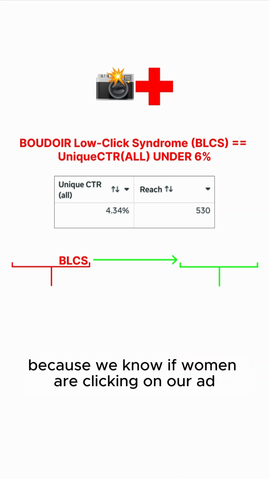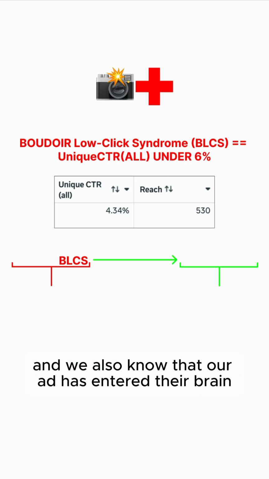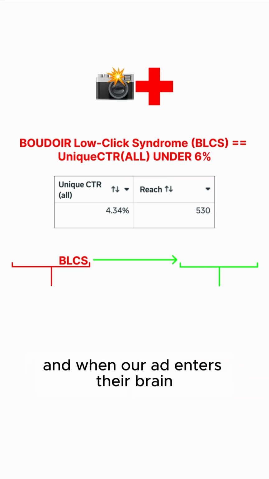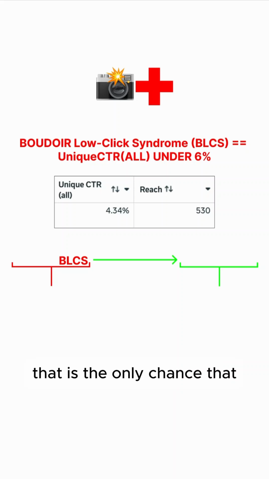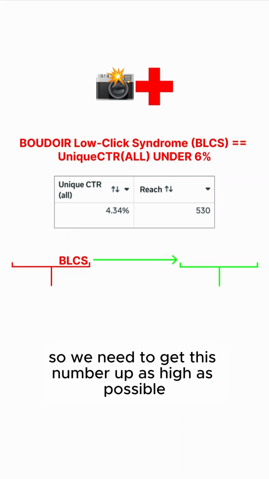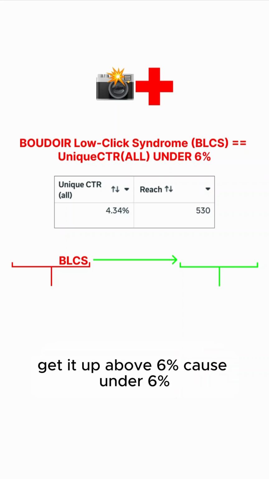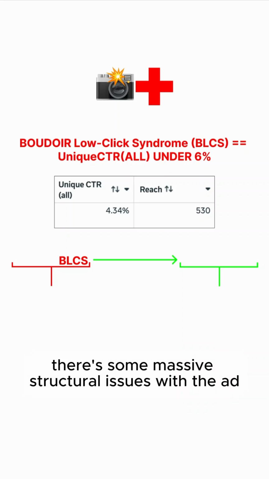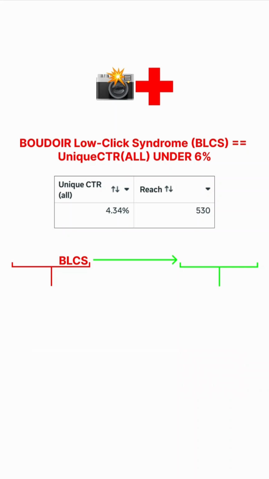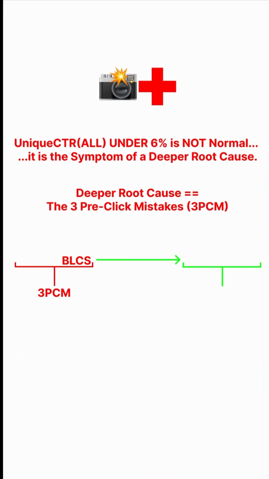We care about this because we know if women are clicking on our ad, then they're not scrolling by. And we also know that our ad has entered their brain. And when our ad enters their brain, that is the only chance that them buying from us is greater than 0%. So we need to get this number up as high as possible. Obviously, get it up above 6%, because under 6%, there are some massive structural issues with the ad. It should never be below 6%. 6% is like the bare minimum.